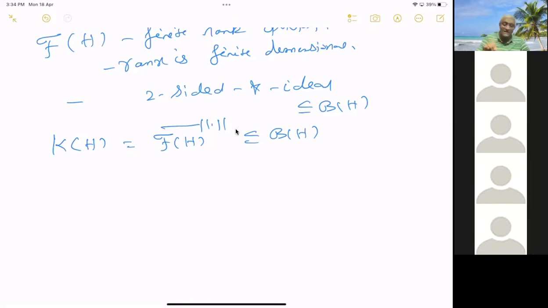In fact, this will be the only closed ideal. This finite rank operator is an ideal, but that's not closed. We will not prove that, but it will follow that the algebra of compact operators, which does not contain identity, it's a non-unital algebra, is the only closed ideal contained in B of H. There is no other ideal. So only norm closed ideal. So this is how we defined compact operator.